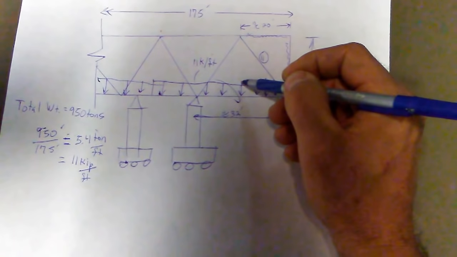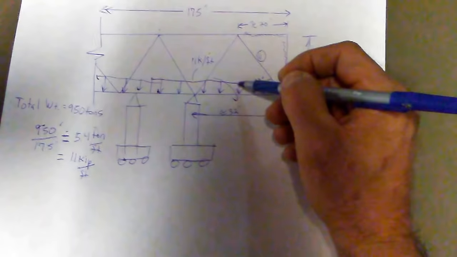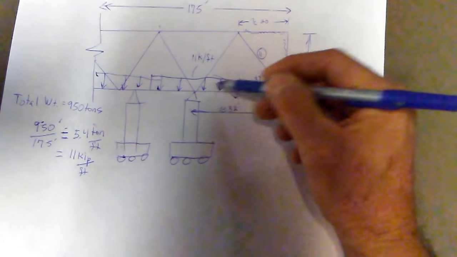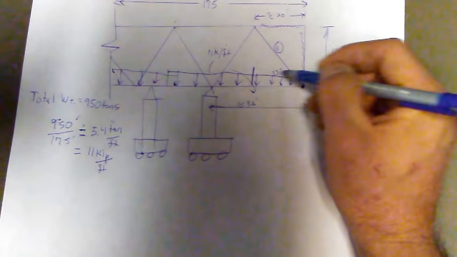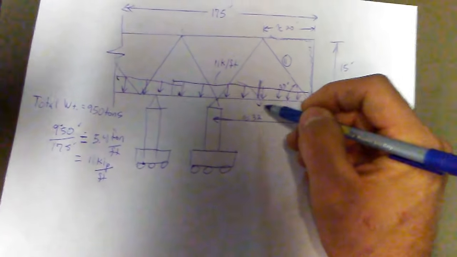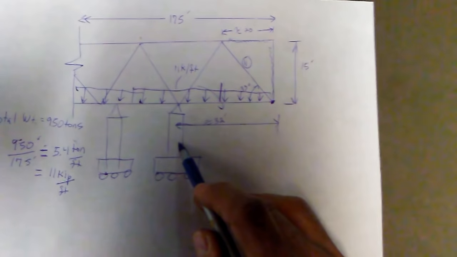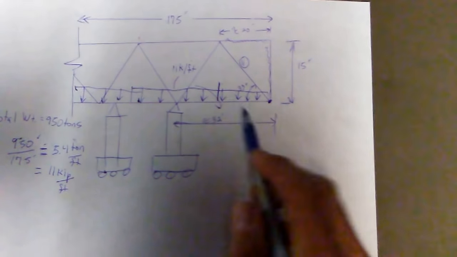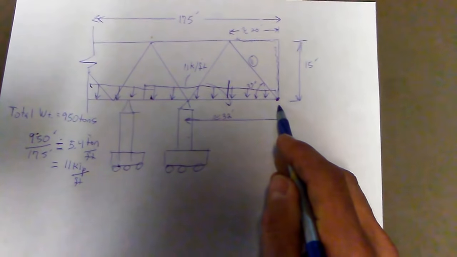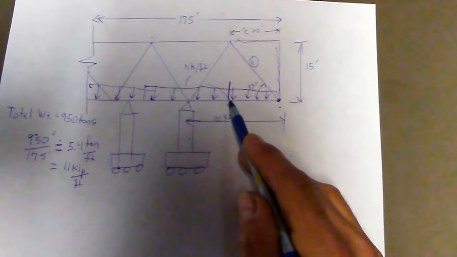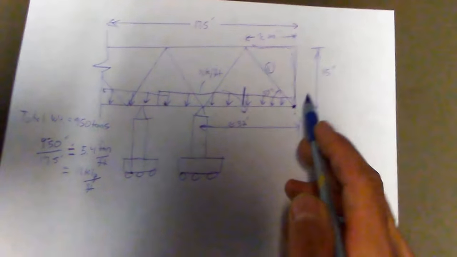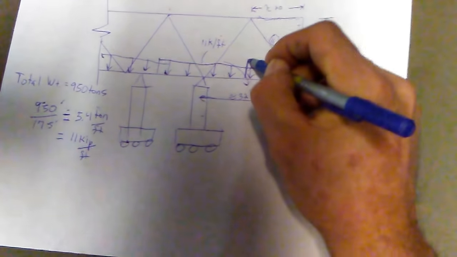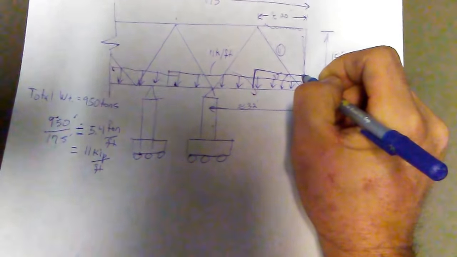So we're going to say that 11 kips per foot from the midway point between the support and the end is going to this point here. So we're saying that the outermost SPMT was approximately 32 feet from the end of the span. So we're going to say that half of the 32 feet of that self weight goes to this point here. So this is 16 feet distance here.